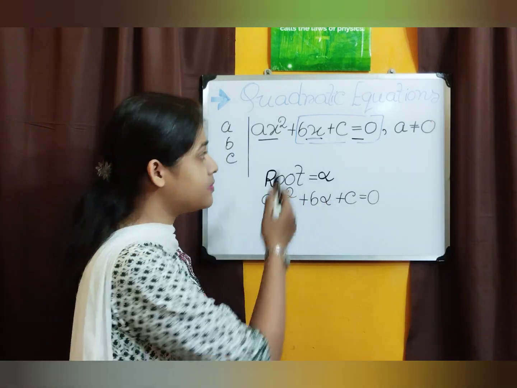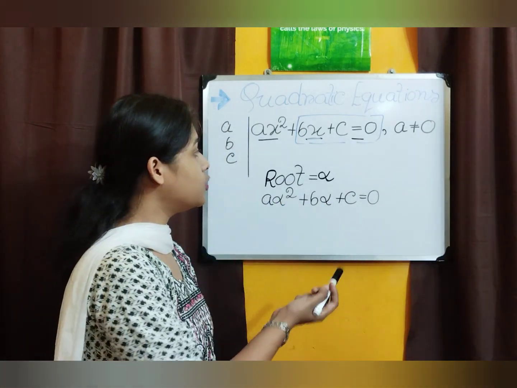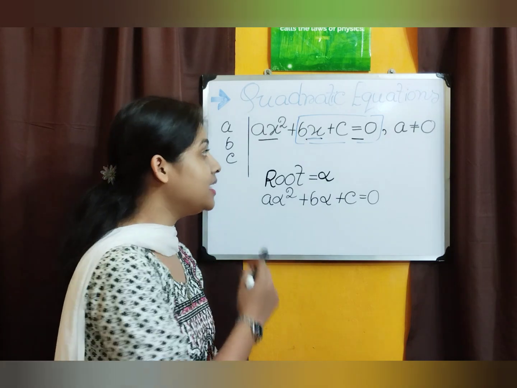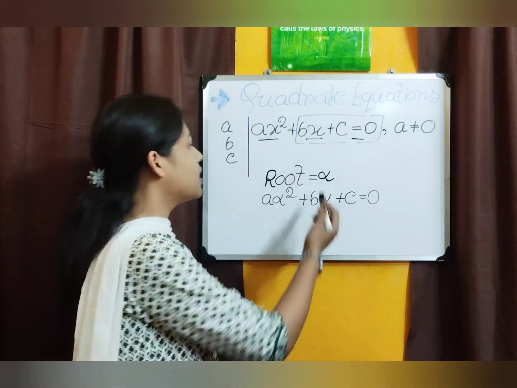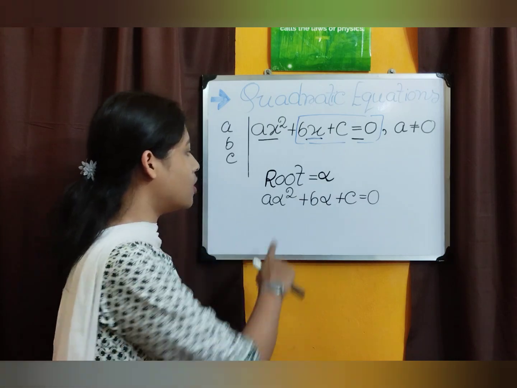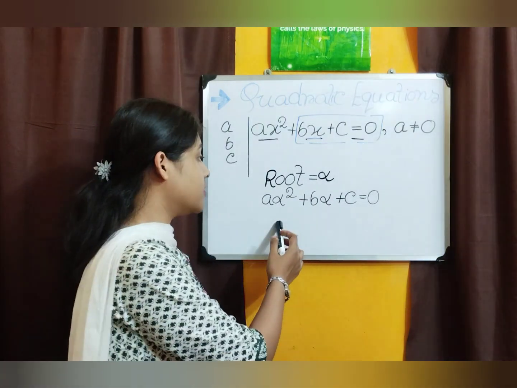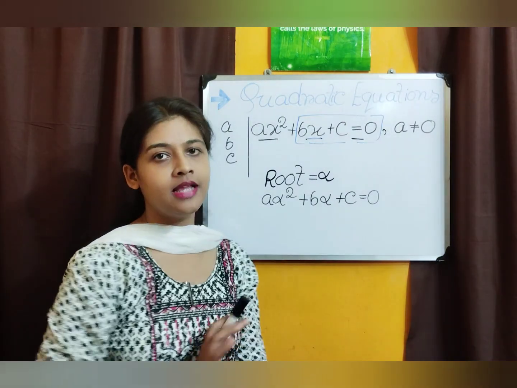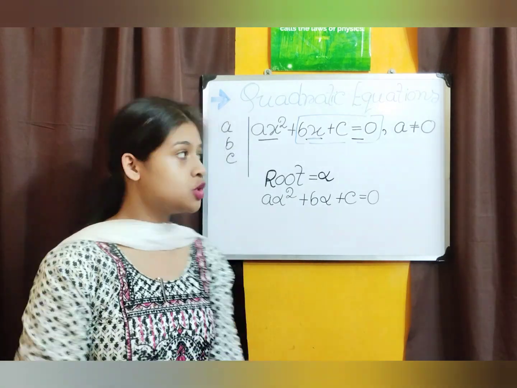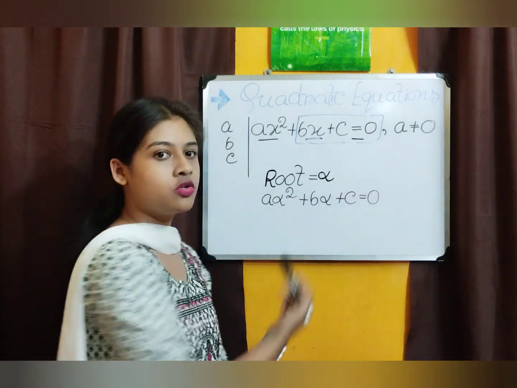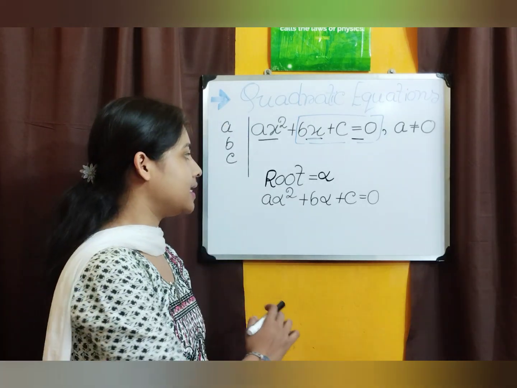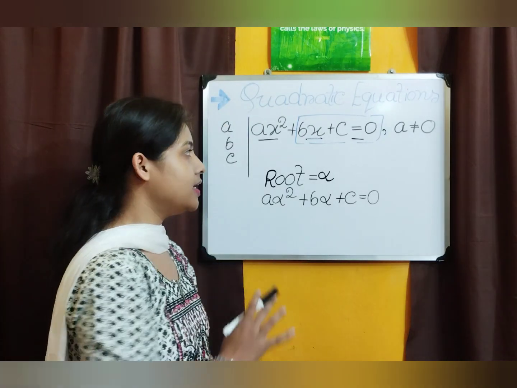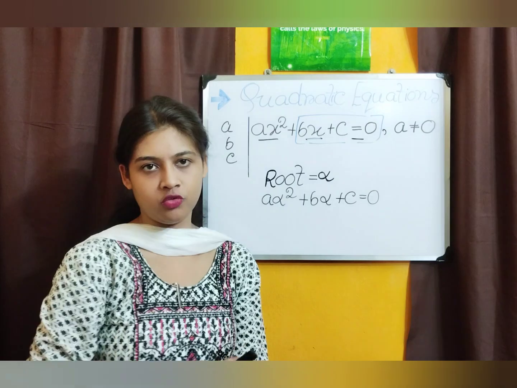That means in place of the variable, if you put alpha, this will give the exact value as the equation gives. So if we put alpha here, the form will become what? A alpha square plus b alpha plus c, that is equal to 0. So this is also equal to 0. That means it is satisfying the equation. So we can say yes, alpha is the root of this given equation.